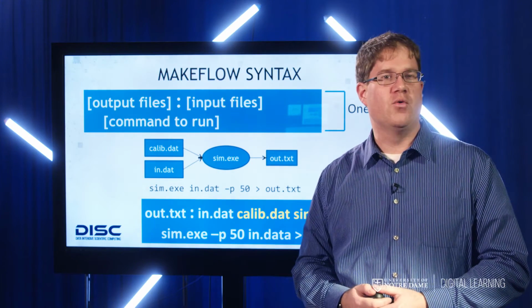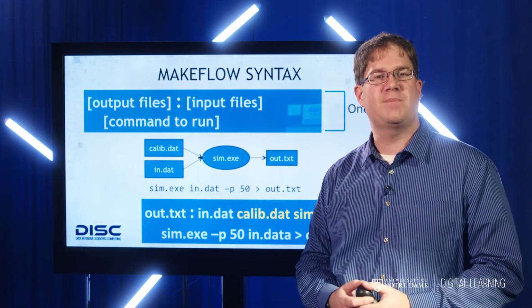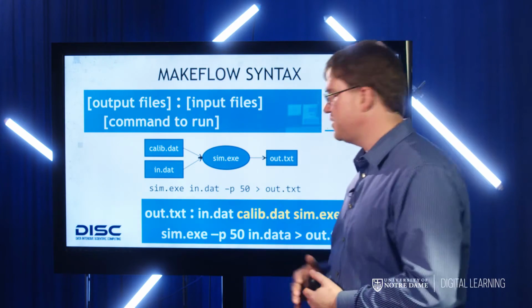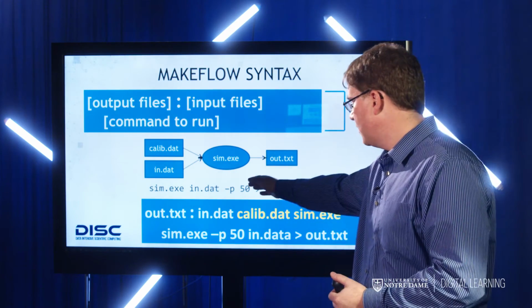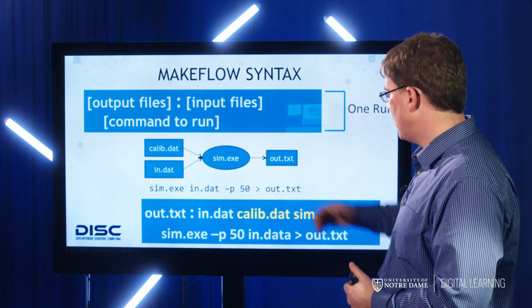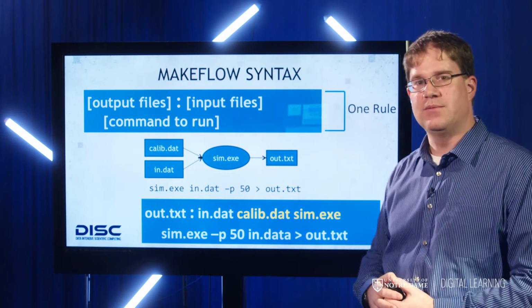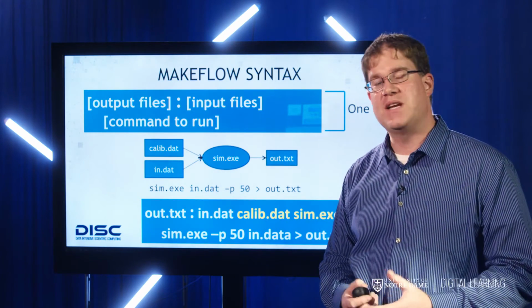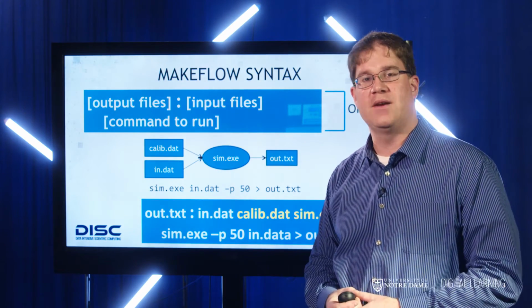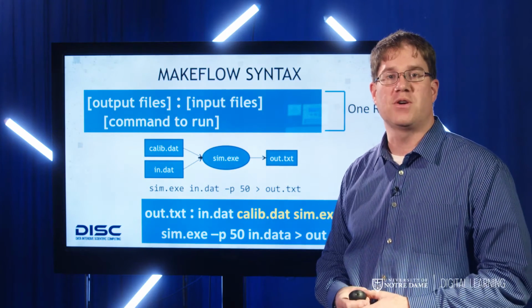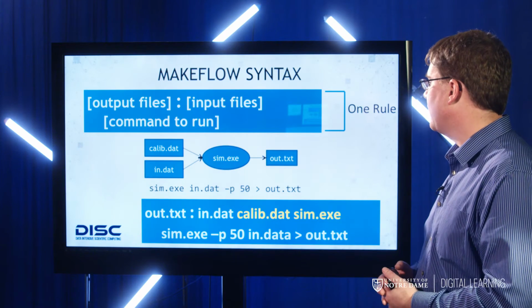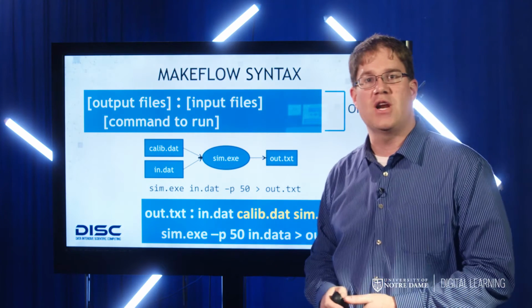So what we have to do in our rule is specify the output files it produces as well as all the input files it depends on. And here we have output.txt is produced by input.data and calib.data and sim.exe. You know, we have to specify the executable as a dependency as well, because that's the only way that we'll know that the simulator needs to get to the place where it's going to execute. So here's our complete rule: the output file, the input files, and the command necessary to generate it.